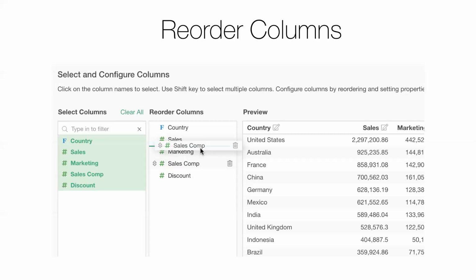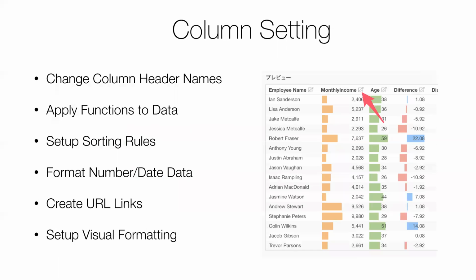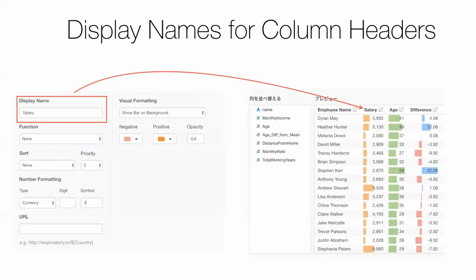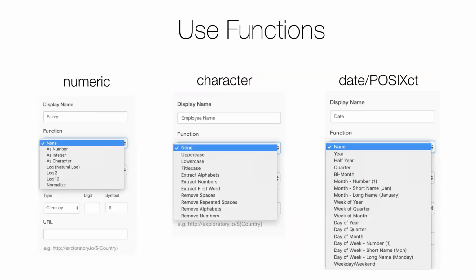Before, you had to do the data wrangling on the right-hand side step, but now inside the table configuration, you can reorder the columns. And then there's an edit icon in the preview area right next to the column header name. You can click on it and you can do a lot of different things. Here, first, you can change this column name, basically as a display name. And then you can also apply functions based on the data type.